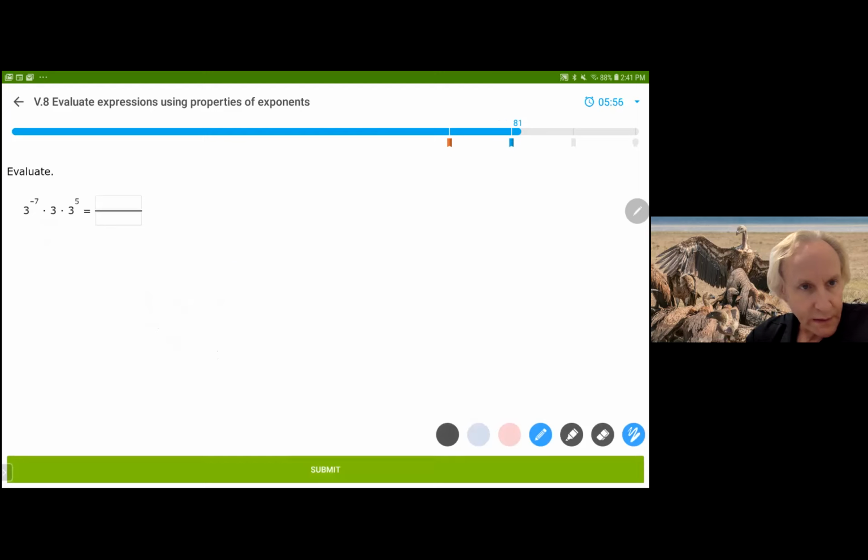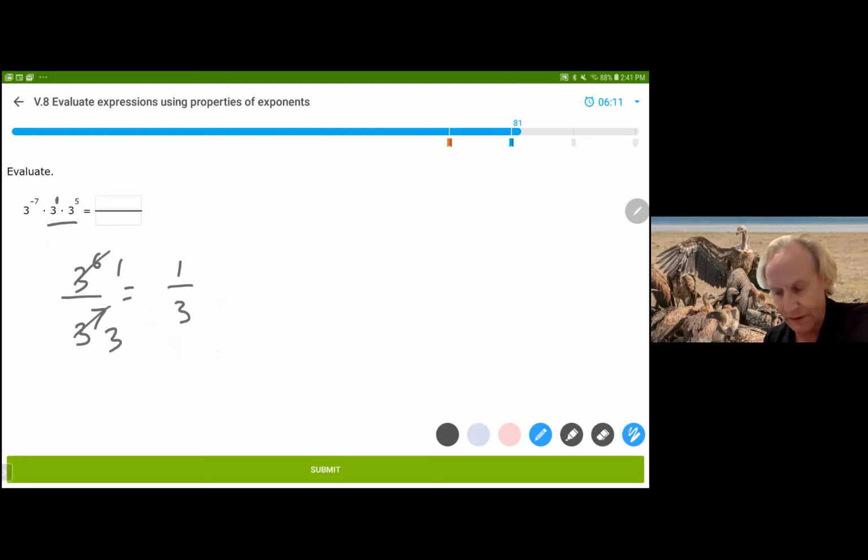All right, what do we got here? Okay, so my 3 to the 7th goes in the denominator, and I've got 3 to the 1st times 3 to the 5th, which is 3 to the 6th. That's 1/3, isn't it? Because these 6 simplify out with 6 of these.